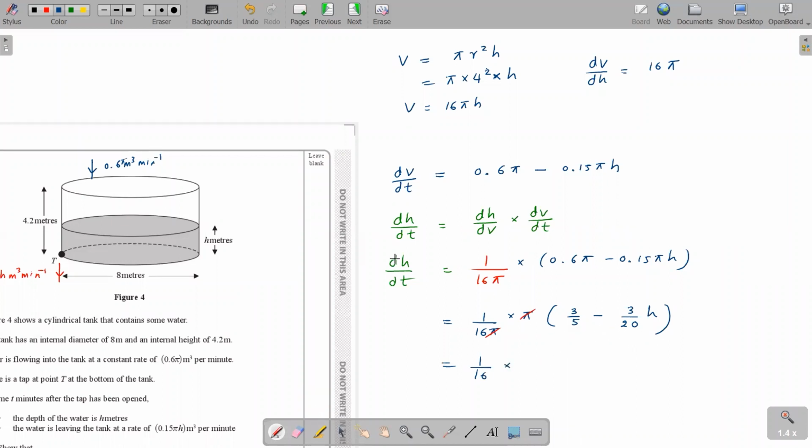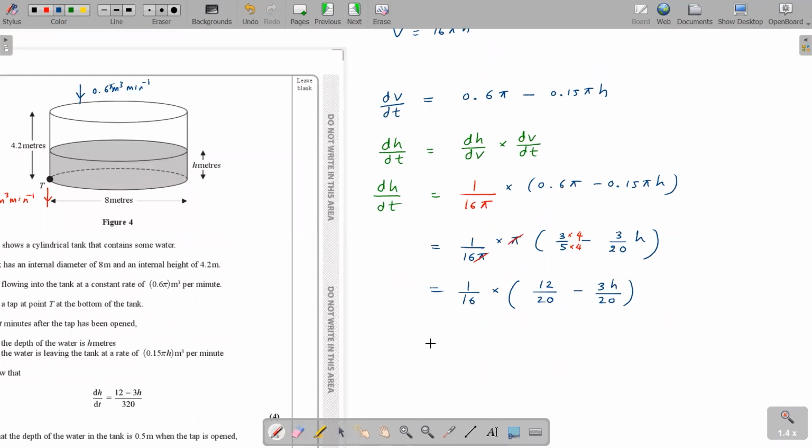I think we'll need to go with the common denominator. Who's the common denominator? 20, right? So here I'll multiply both up and down by 20. I get here 12 over 20 minus 3h over 20. Are you with me? I think we can take 3 out as well. Okay, so I get here 1 over 60.